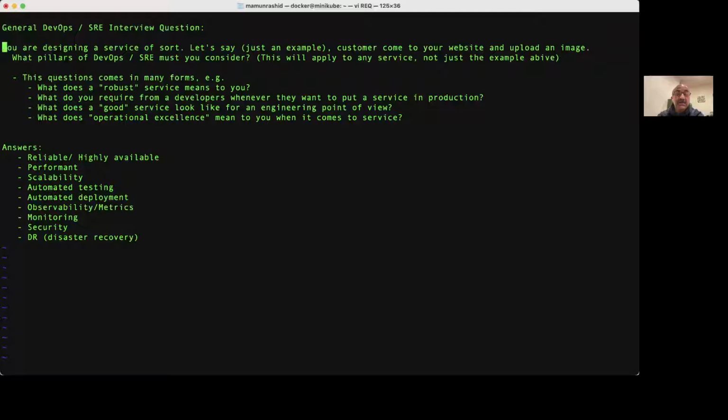What the interviewer is looking for is your idea that you know that any service through DevOps or SRE should have certain characteristics that make it a good service. What are those? That's the thing that he or she is going for when they're asking you this question. So let's dive into that.